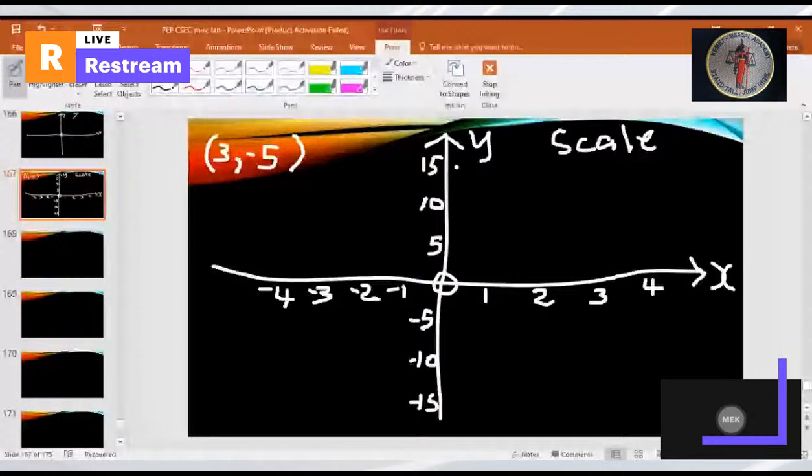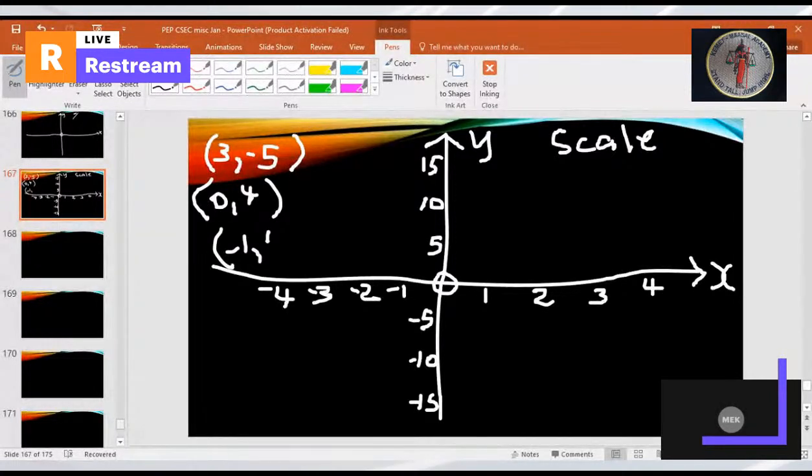All right, so that's the scale. Let's plot some points. Here we have (3, -5). Let's have (0, 4). Let's have (-1, 6). Let's do 3 more.